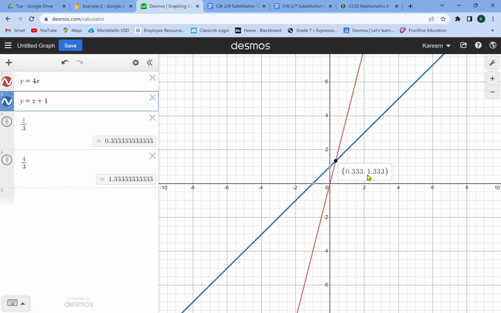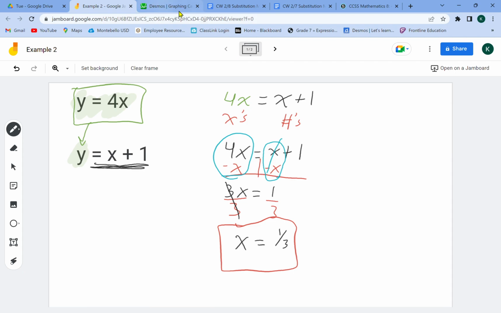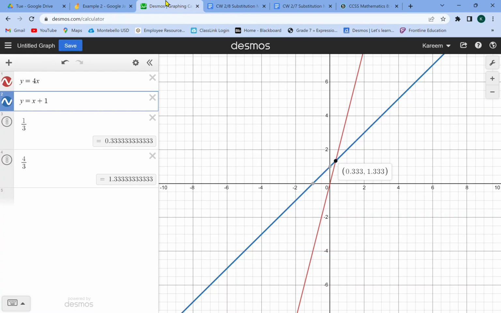Okay, so what you have to do now is take a picture of the work. You will take a picture of this here and this here and put it in the document right here, and then take a screenshot of your graph here. And notice again how I check if the fractions match the decimal by plugging in the fraction and seeing that the decimals match. That's what you have to do for today's assignment. Okay? Good luck.